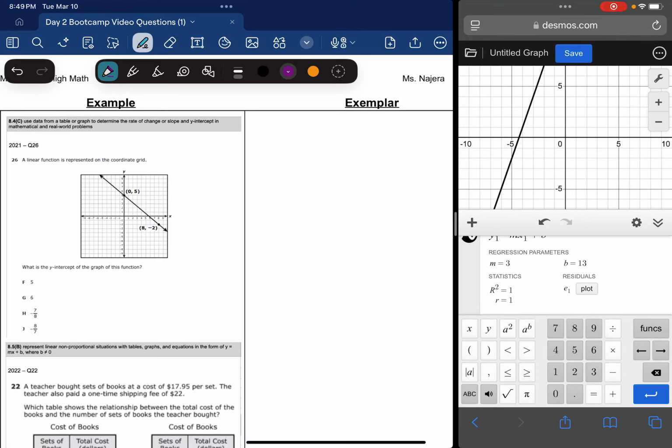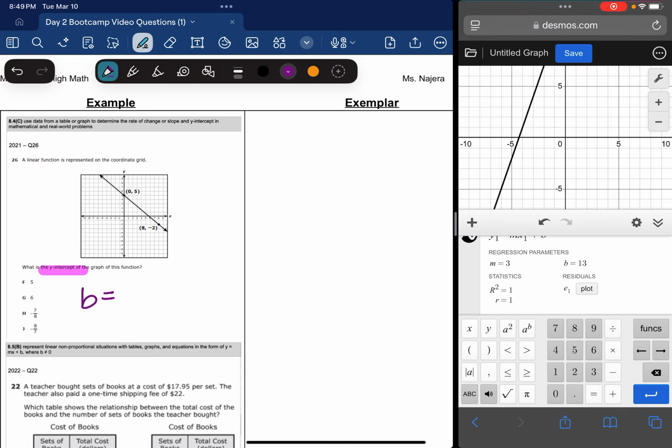In this question, a linear function is represented on the coordinate grid. What is the y-intercept of the graph of this function? Okay, so we are looking for a y-intercept or our b value. We could go ahead and make a table, put these values in decimals, and get our b value.